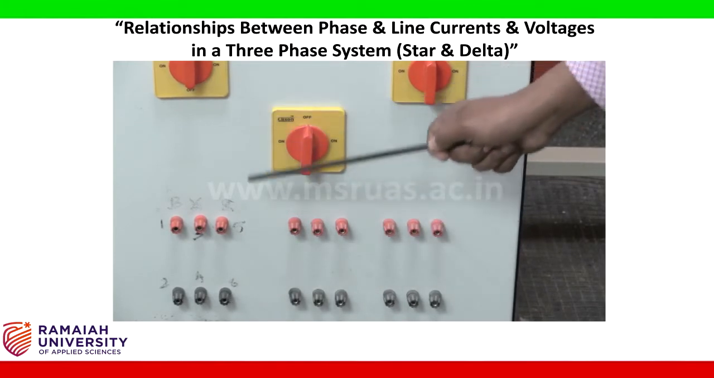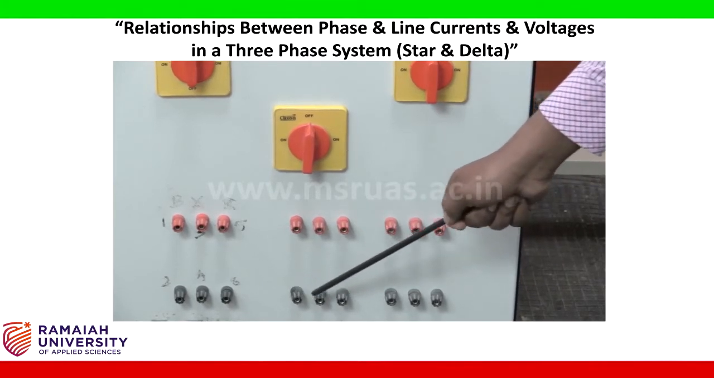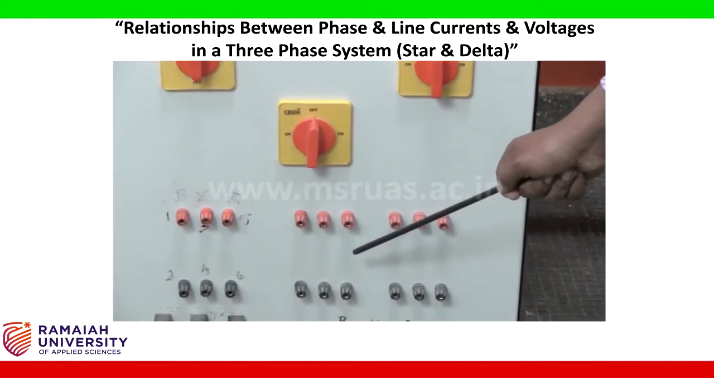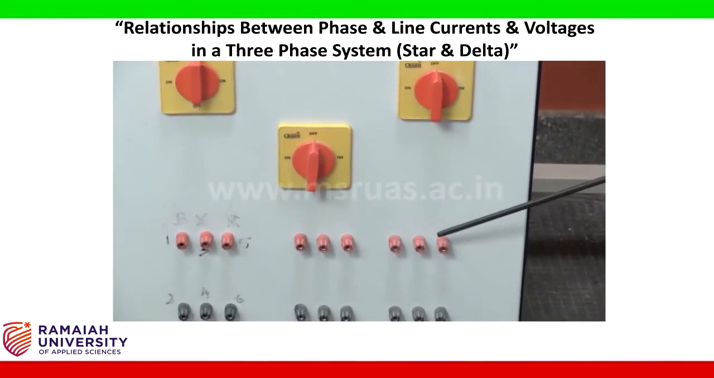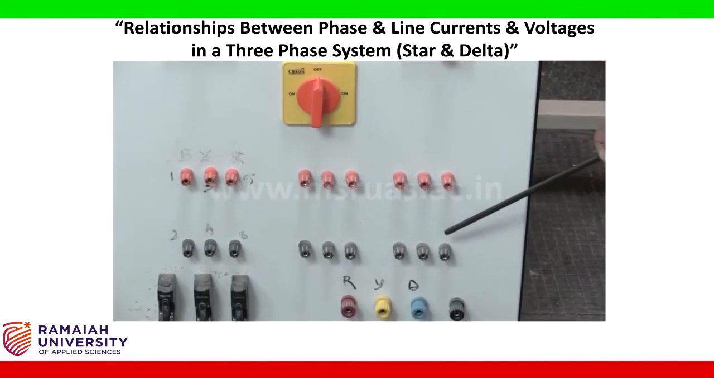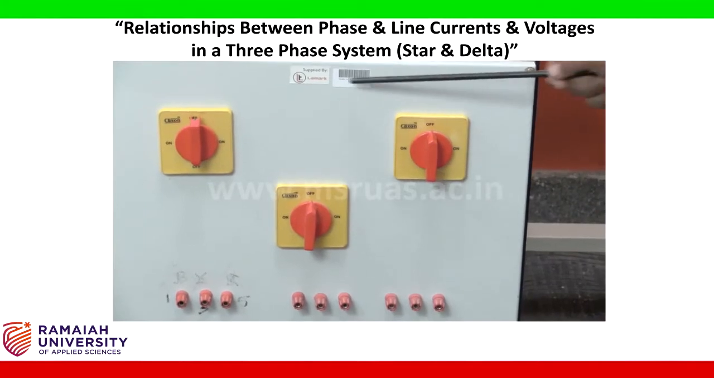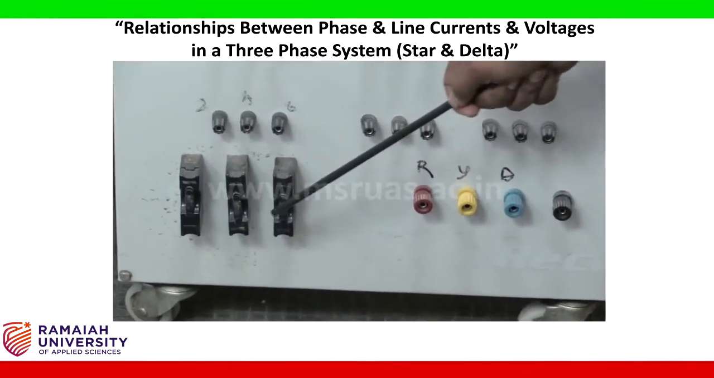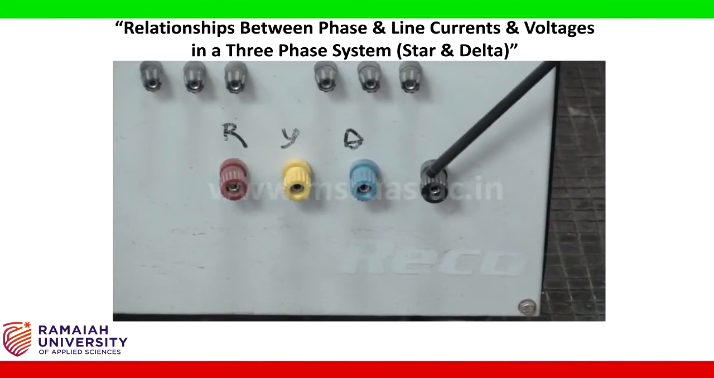Similarly, the second part also consists of R, Y, B, and all the black terminals are the neutral terminals. Similarly, the third part also consists of R, Y, B, and neutral of R, Y and B. And these three are the corresponding load switches to turn on and off. These are the three fuses related to the three phases, and this is the neutral terminal of the three phases.